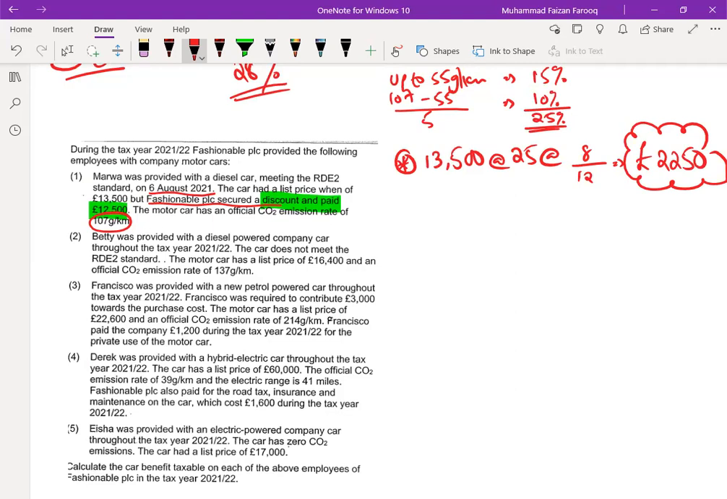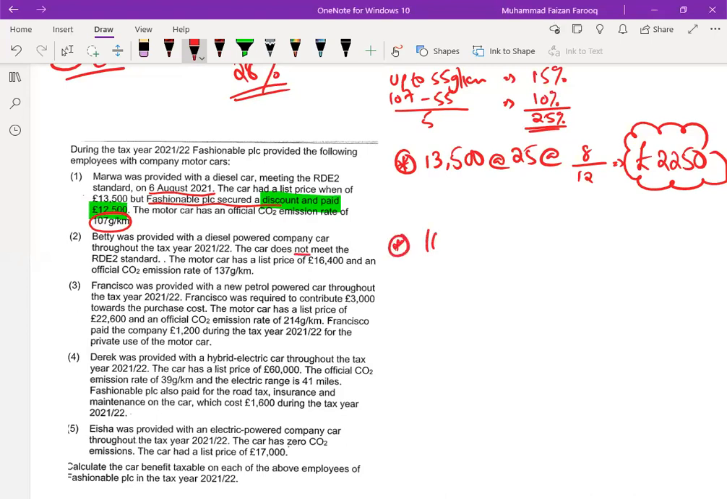I only had a doubt in the discount one. That's clear? Okay, good. Now the second one is Betty. Please try on your own first. Betty, diesel car throughout the tax year, not meeting the standards.